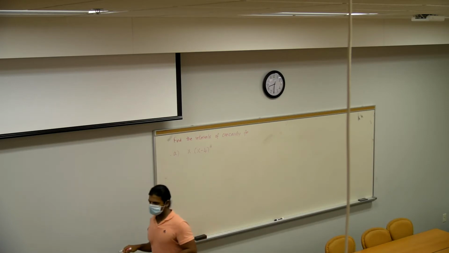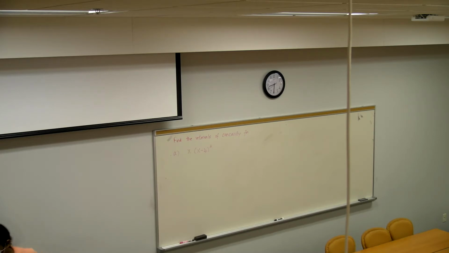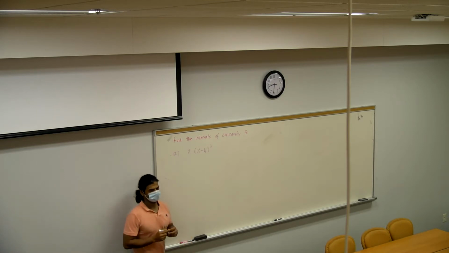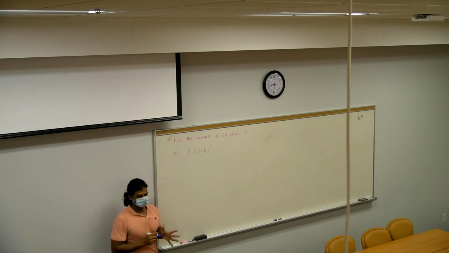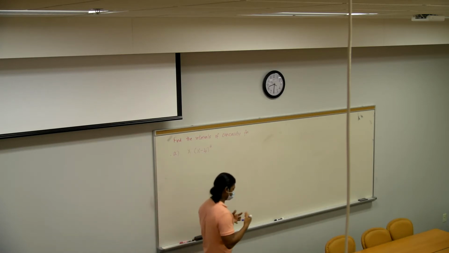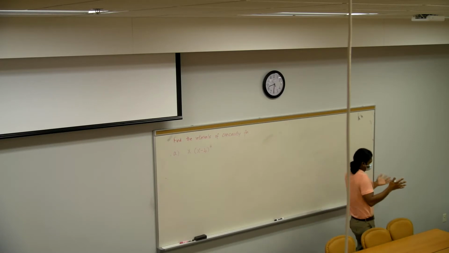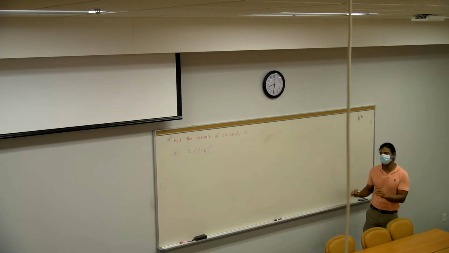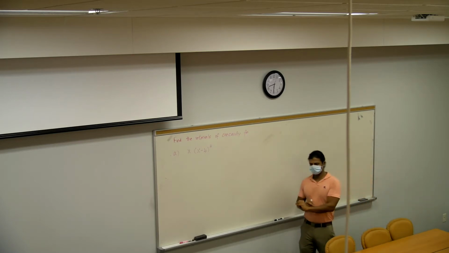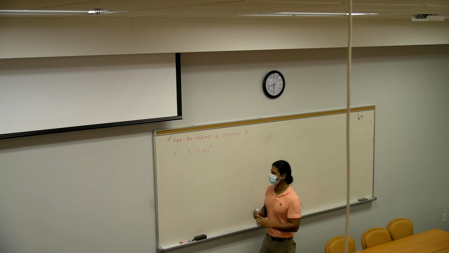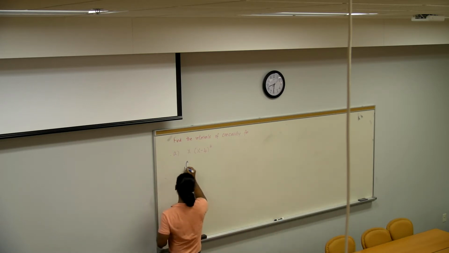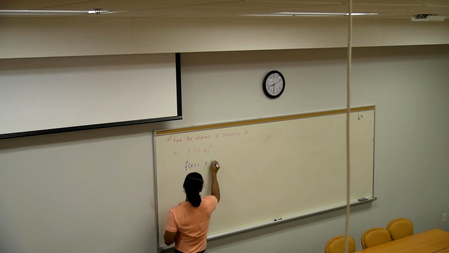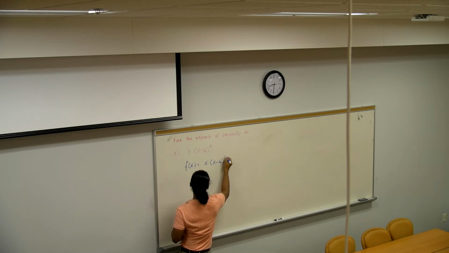So we want to find the intervals of concavity, and we have x times x minus 4 cubed. What is the first step? Find the derivative. Keep in mind, oftentimes the first derivative would give you information about where things are concave up and concave down. But if you want to find the exact point of inflection, you need the second derivative test. So f of x is x times x minus 4 cubed.